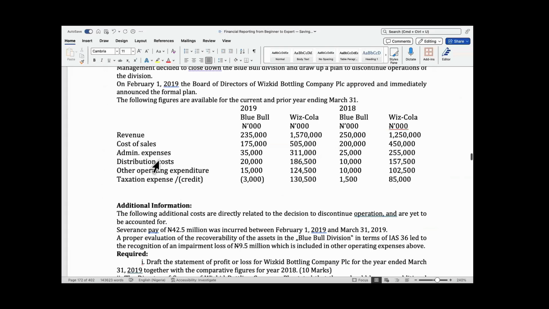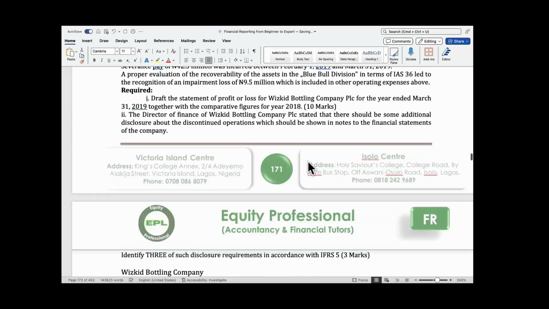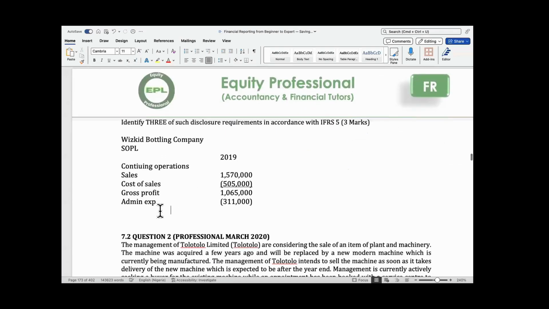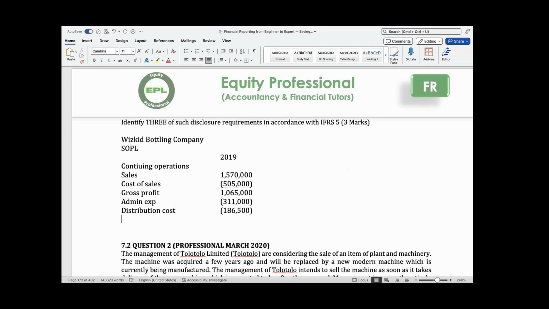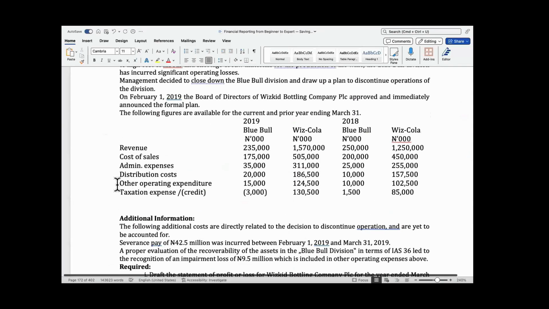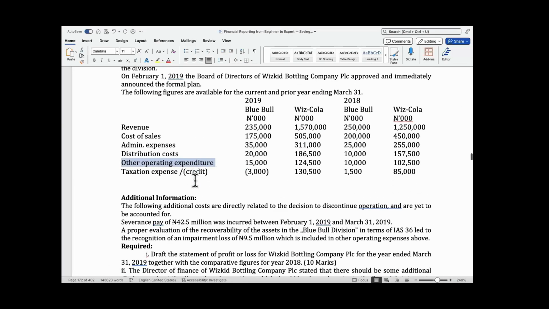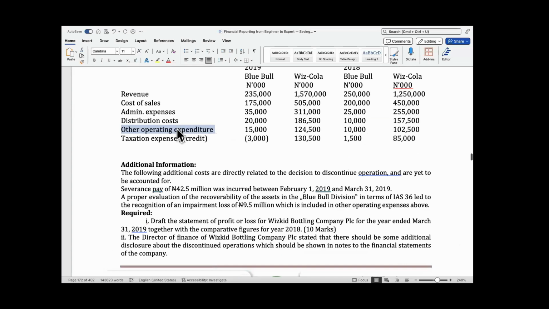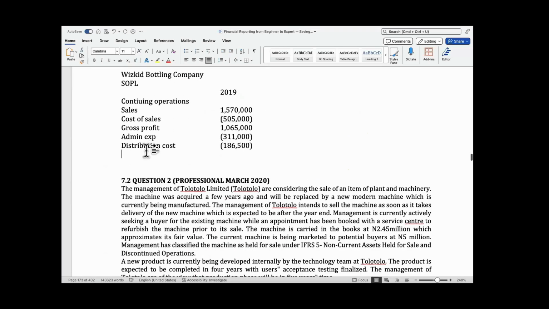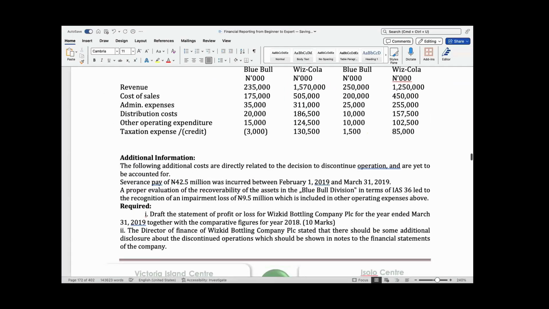Then I have distribution costs, 186,500. Then other operating expenses, 124,500. And that's all.